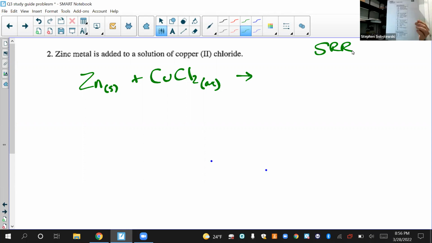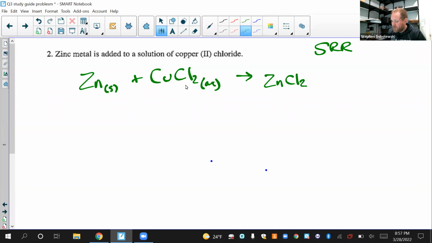So for single replacements, you have to check your activity series. The one that's by itself needs to be above the one it's trying to replace, or else it will not, and it'll be no reaction. Zinc is above copper, so this will occur. So the zinc bumps the copper out, giving us zinc chloride. Now zinc is 2 plus, chloride is 1 minus, so this is ZnCl2.